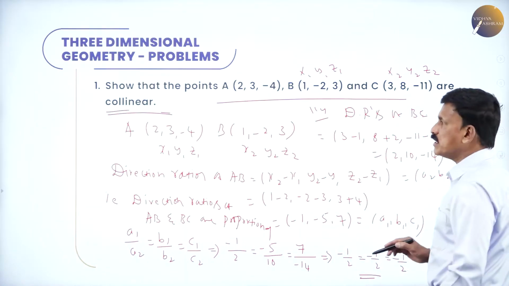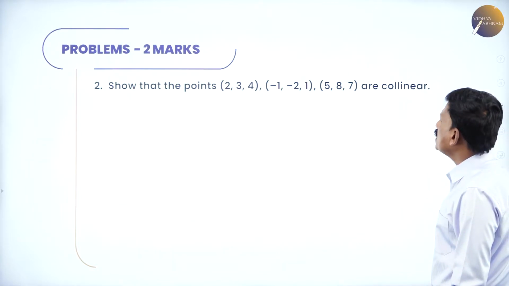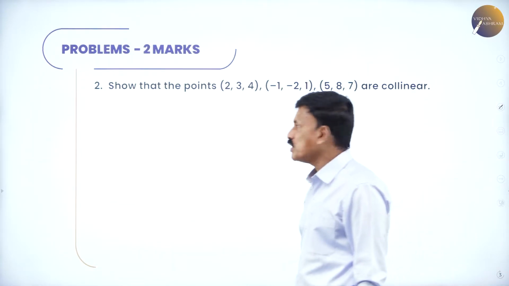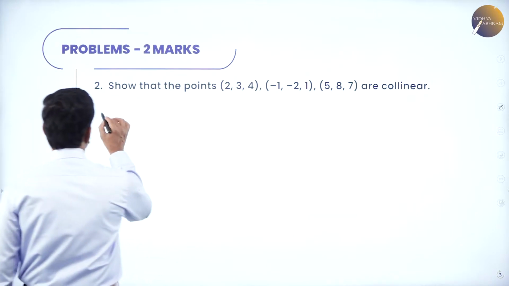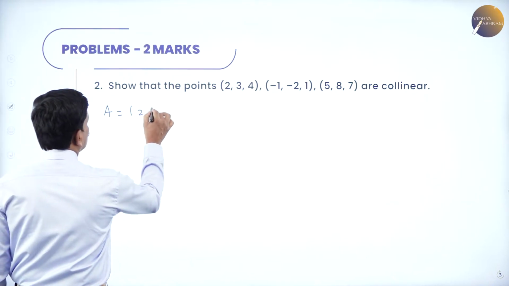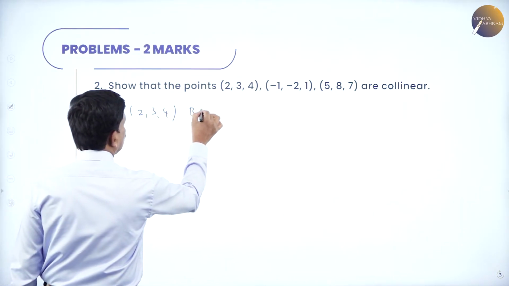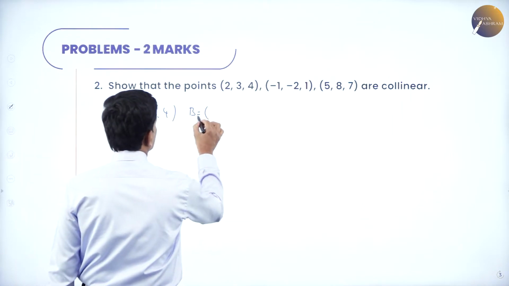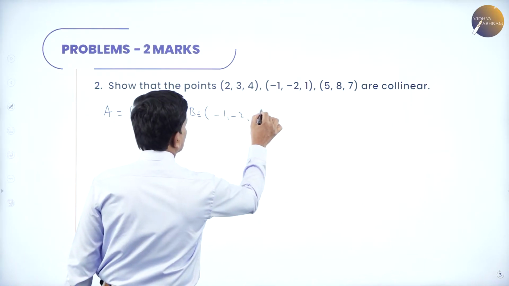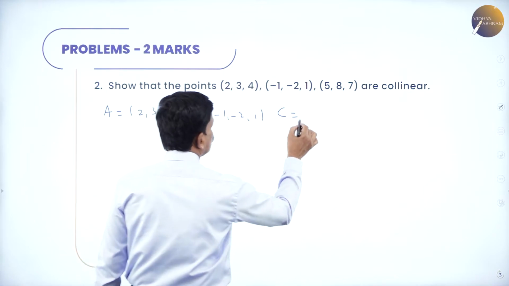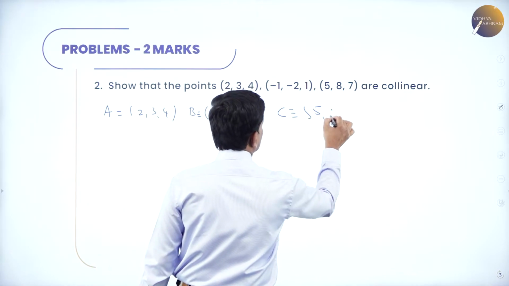Now let us come to the next problem. Show that the points are collinear. Again the same type of points. Let me take A equal to (2, 3, 4), B equal to (minus 1, minus 2, 1) and C equal to (5, 8, 7).